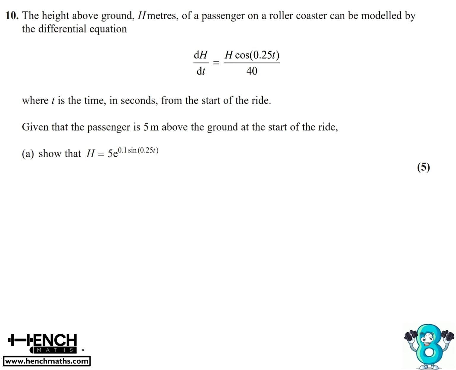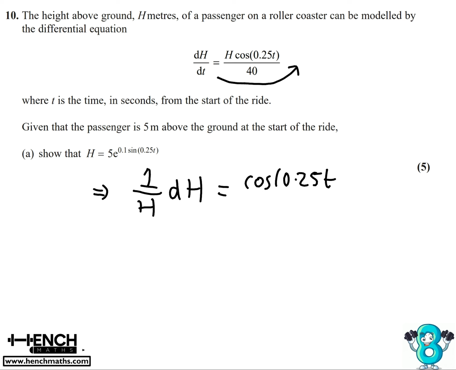So when we separate these variables, we're going to multiply dt over to this side. So this dt will be over with this cos 0.25t. And to get the h over with this dh, we have to divide it over. So this is going to give us 1 over h dh is equal to cos 0.25t over 40 dt. So we've separated our variables. Once we get all the h's with the dh and all of the t's with the dt, we can add in our integral sign. We can now integrate both sides.